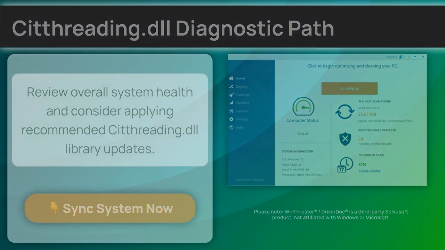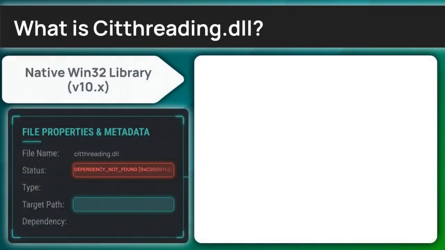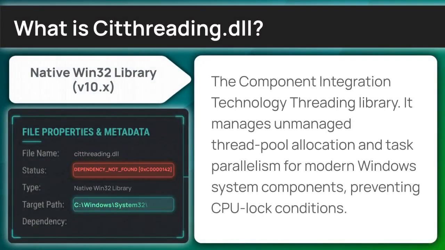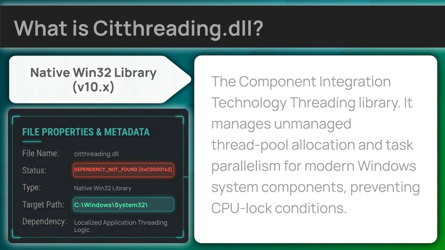This is the Citthreading Library, the Component Integration Technology Threading Library. It manages unmanaged thread pool allocation and task parallelism for modern Windows system components, preventing CPU lock conditions. Now that we've covered what the file does, let's jump into our first fix.